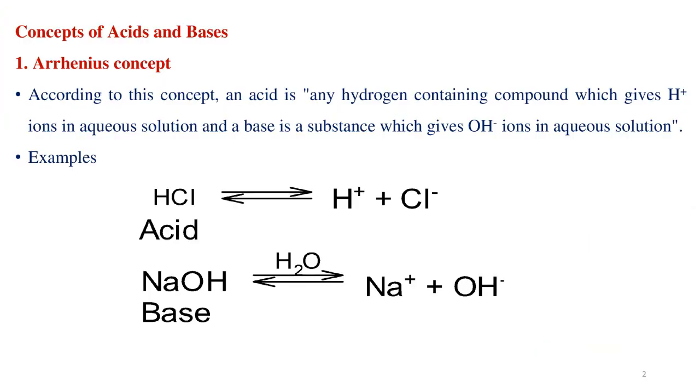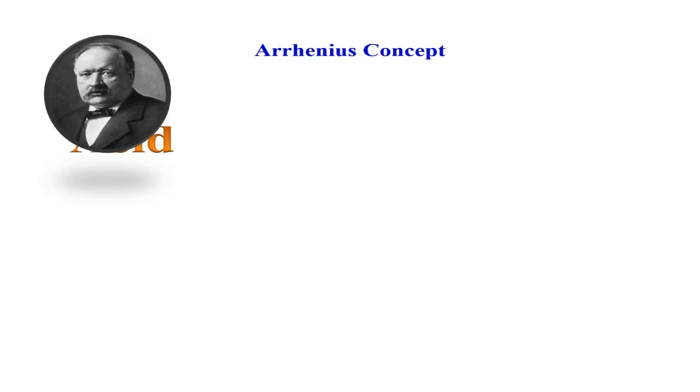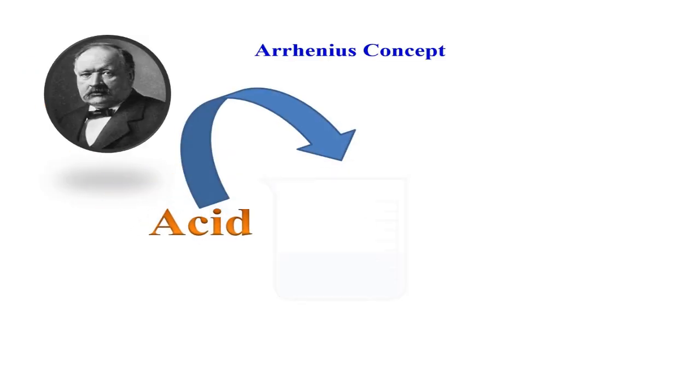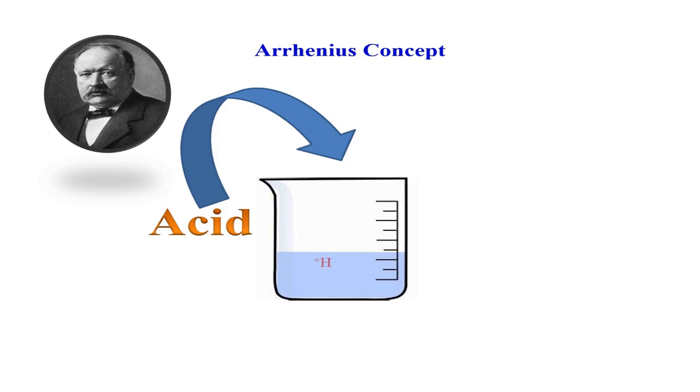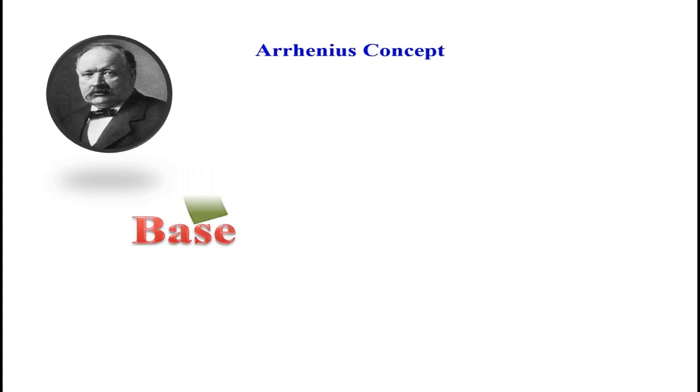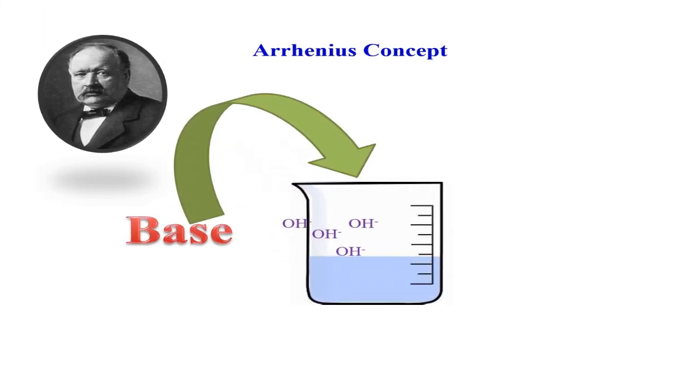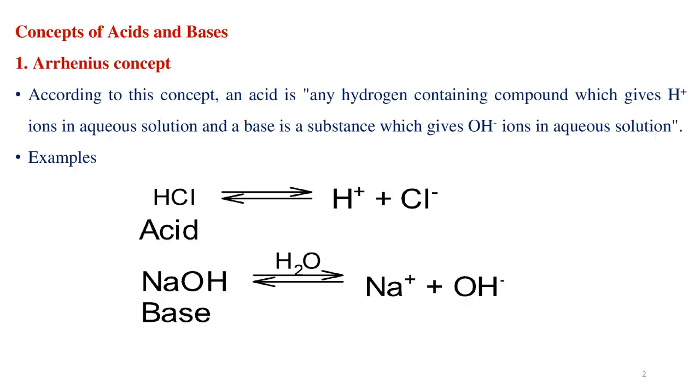In this e-content, I am going to discuss the concepts of acids and bases. The first concept is the Arrhenius concept. An acid is any hydrogen-containing compound which gives H+ ions in aqueous solution, and a base is a substance which gives OH- ions in aqueous solution.